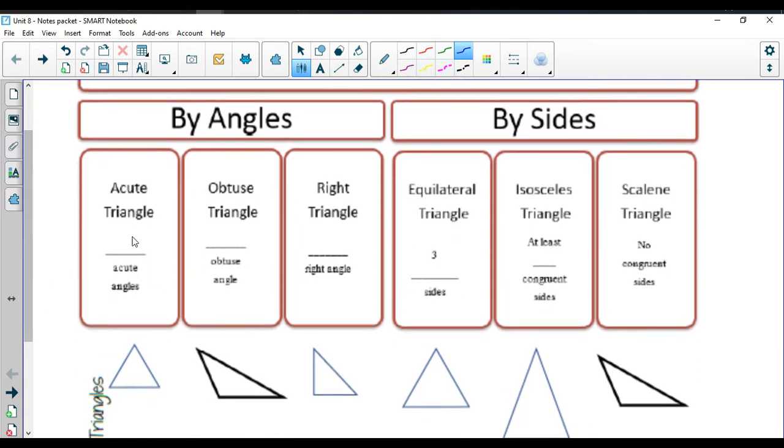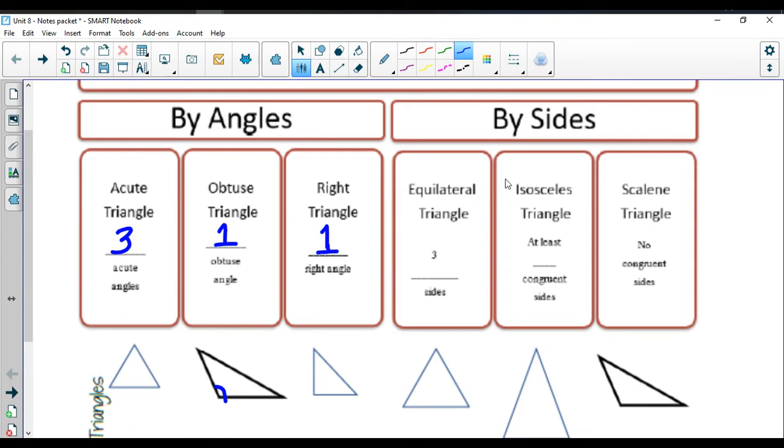We have an acute triangle, which is going to have 3 acute angles, and you can see all those. There's an example down here. An obtuse triangle is going to have 1 obtuse angle. It can't have any more than that because of a rule that we're going to learn about triangles momentarily. And a right triangle is going to have 1 right angle. And again, we'll talk about angles in just a second here.